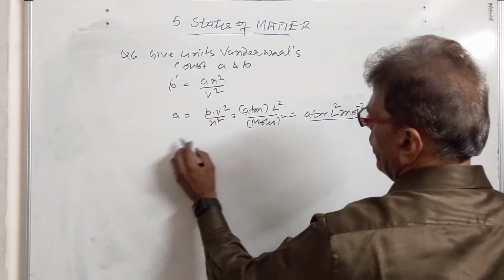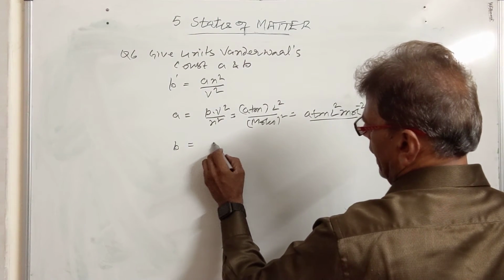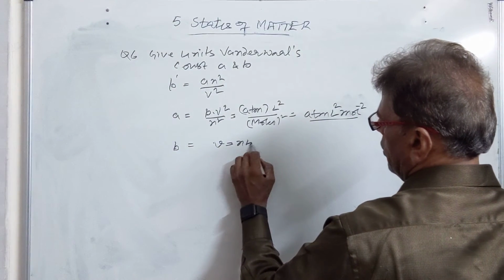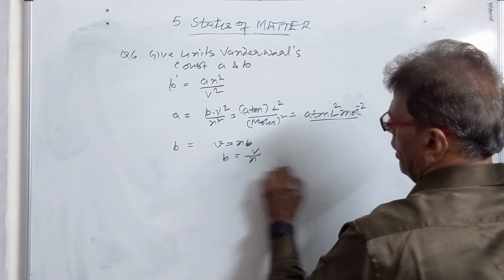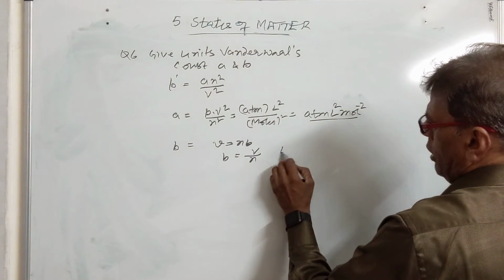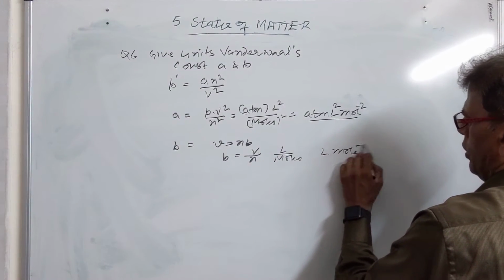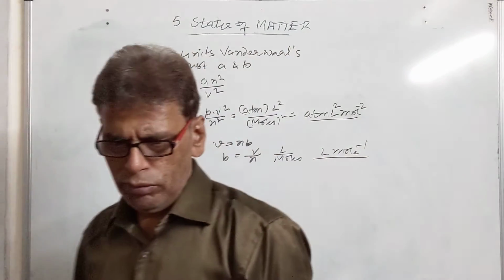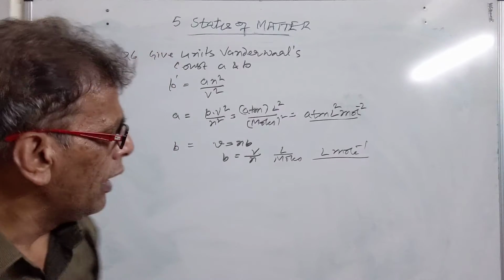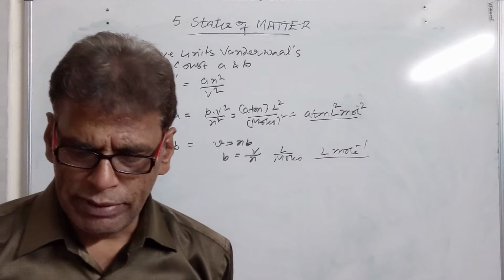Then we have units of B. B will be equal to what? We know that the volume of the gas that decreases, small v, will be equal to nb. So B will be equal to V upon n here. So in this case V is the volume in liters, n is the number of moles, so it will be liter mole inverse. So we can derive the units of these two, A as well as B.